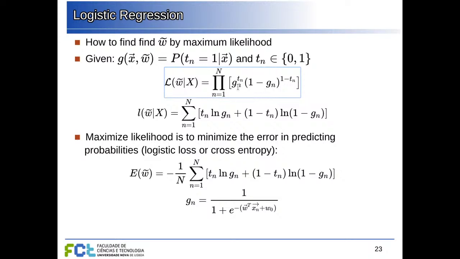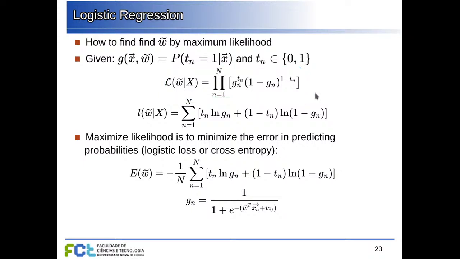Basically, if the point belongs to class 1, we use the value g in this product. If the point belongs to class 0, then we use the value 1 minus g, because now this one is 0 and this one here is 1. So what we are doing here is computing the product of the probability of point 1 belonging to class 1, point 2 belonging to class 1, and so on.